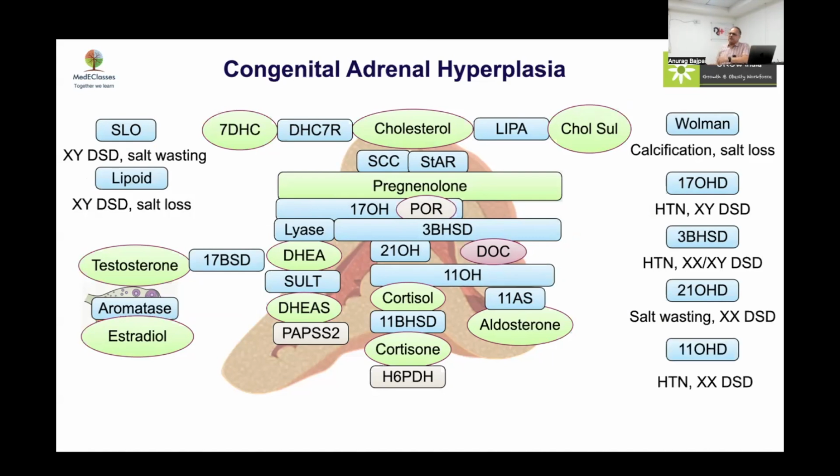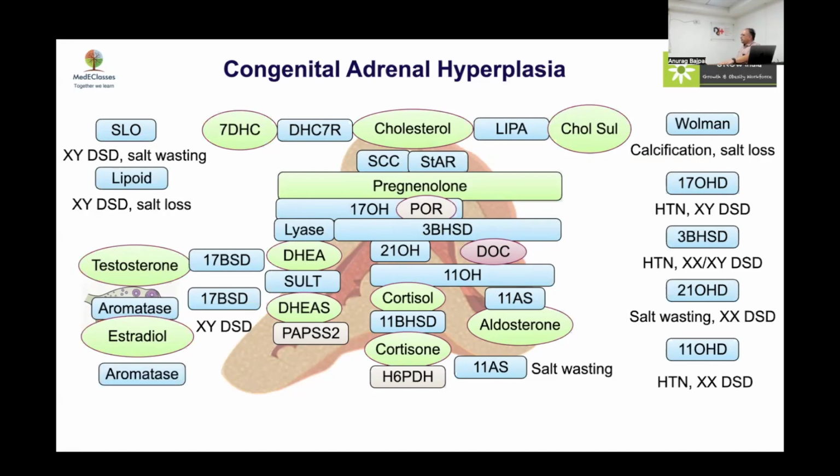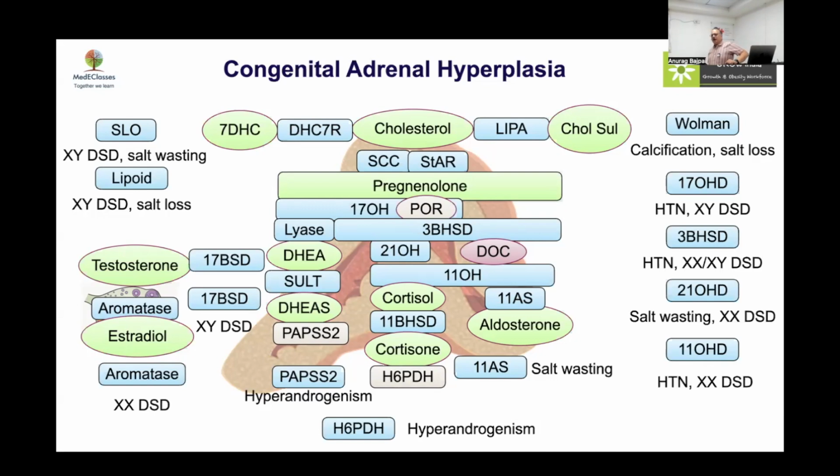11-hydroxylase causing hypertension with XX DSD, aldosterone synthase defect, which causes salt wasting, 17-beta-HSD problem, which is going to cause XY DSD purely, aromatase defect, which is going to cause XX DSD. Some of the rarer forms like PAPSS2 cause hyperandrogenism. The H6PD pathway is going to cause again hyperandrogenism.